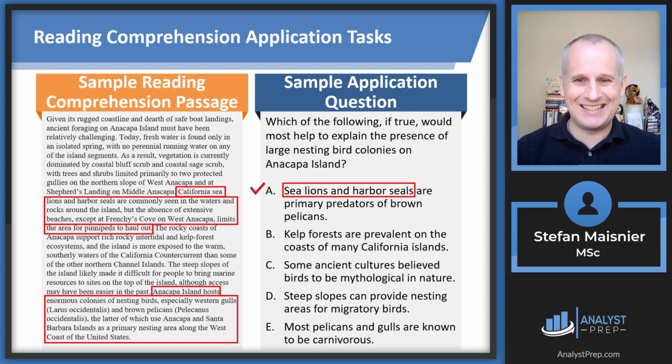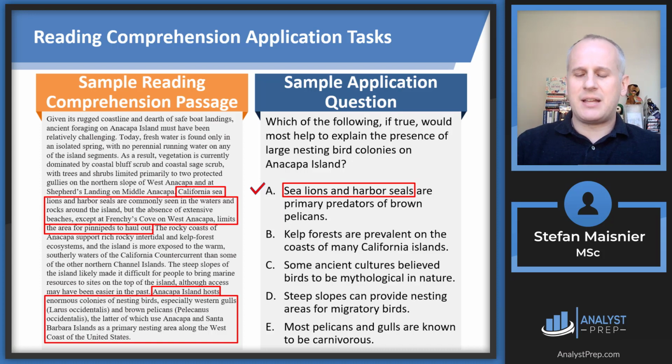So this does, to a degree, explain the presence of the large nesting bird colonies, because it says that since the seals and sea lions cannot get to the shore, the birds are protected from their potential primary predator.